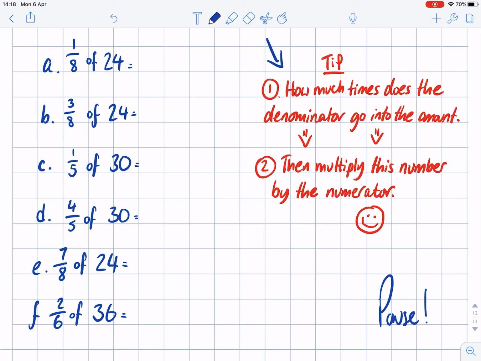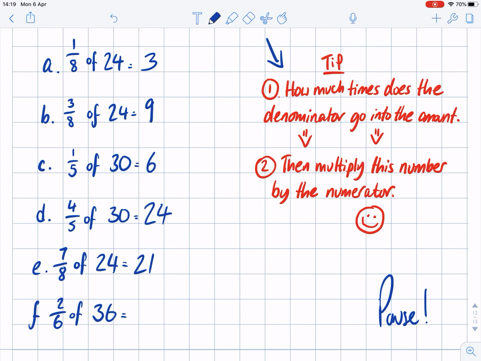Okay, fab. So let's go through the answers. This first one, 1/8 of 24 is 3. So if 1/8 of 24 is 3, 3/8 is 9. 1/5 of 30, the answer is 6. 4/5 of 30, the answer is 24. 7/8 of 24, well again, how many 8s go into 24? 3. 3 times 7 is 21. So 7/8 of 24 is 21.